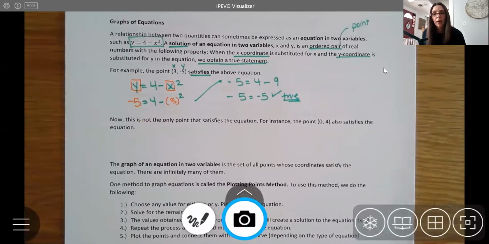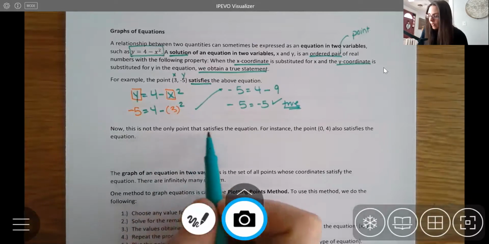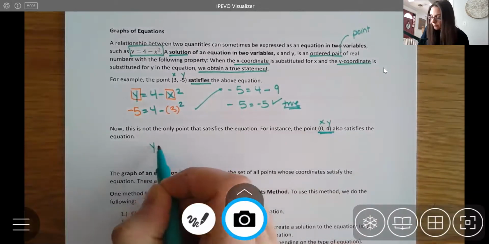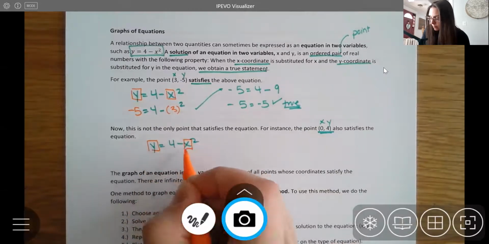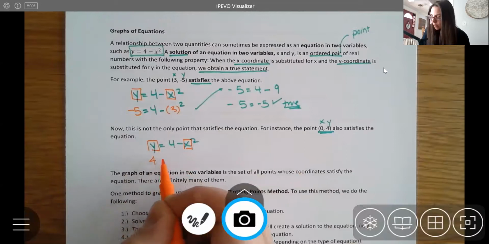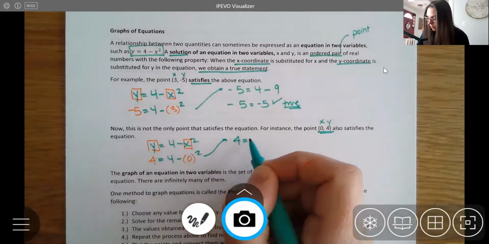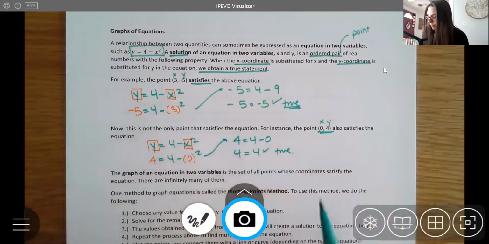Now, the thing with equations in two variables or more than two variables is that you can typically have more than one solution. Particularly with two variables here, we can actually have infinitely many solutions. So this is not the only point that satisfies the equation. So for instance, the point (0, 4) also satisfies the equation. So if I replace those values, y is 4 here, and x is 0. 0 squared is just 0, so then I do get that 4 equals 4, which is true.